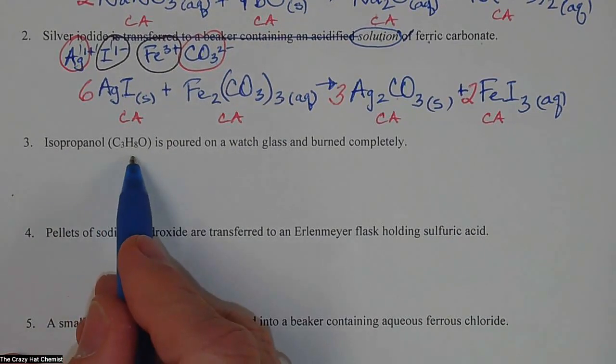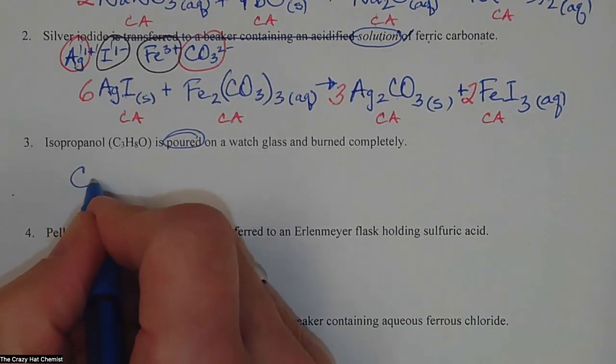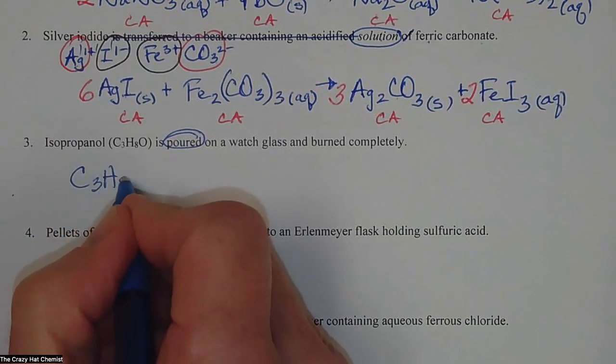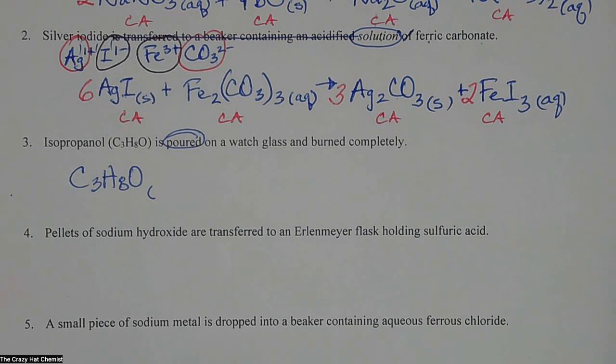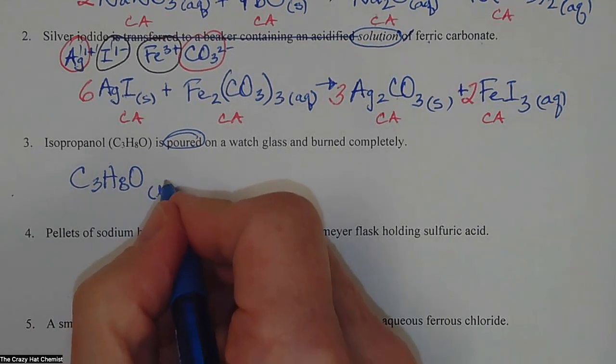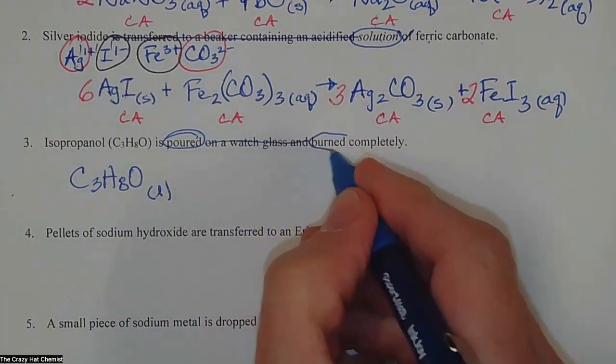Number three, it says isopropanol is poured. Okay, so isopropanol, that is C3H8O. And I'm hoping that you're familiar with isopropanol. It's isopropyl alcohol, one of those bottles that you have inside your medicine cabinet. And it's the same thing that they use to swab your arm before you get a jab. So this is a liquid. And it says, on a watch glass, who cares, burned completely.